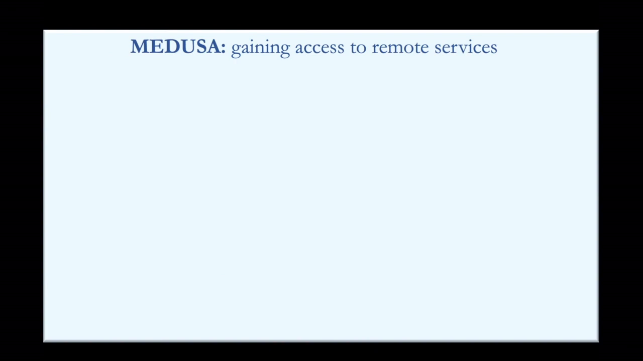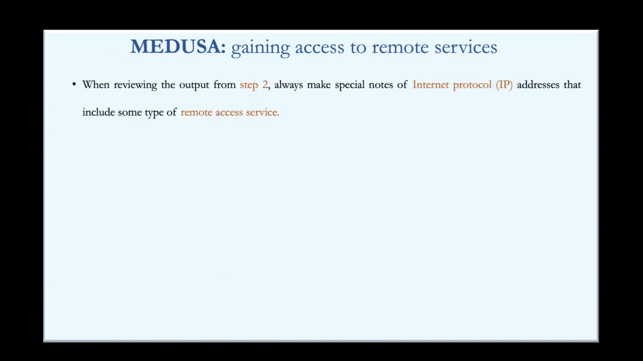When reviewing the output from the scanning phase, always make a special note of the IP addresses of your target systems, and that includes any remote access services identified in the scanning phase. One is SSH, which is used to connect to the remote desktop.